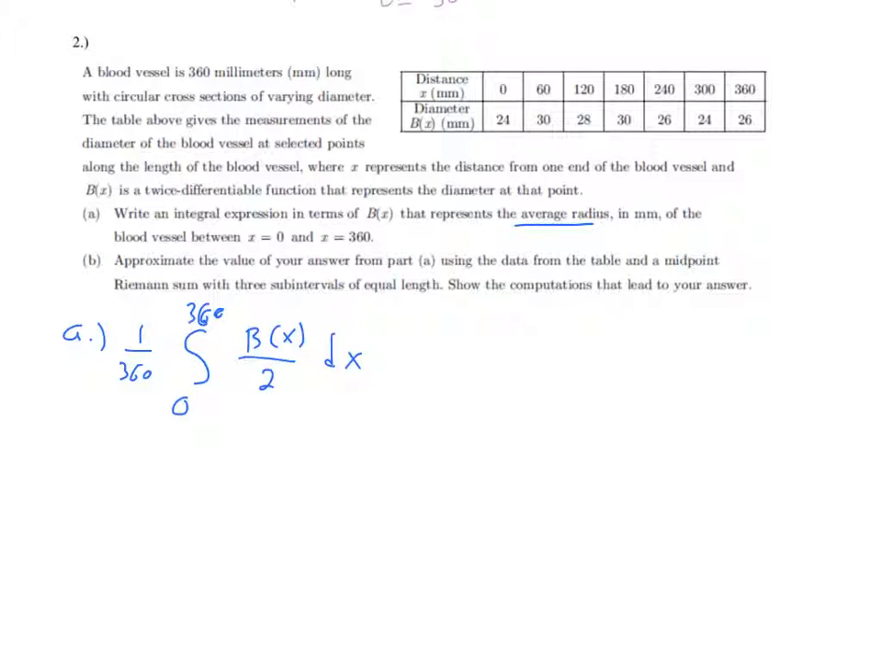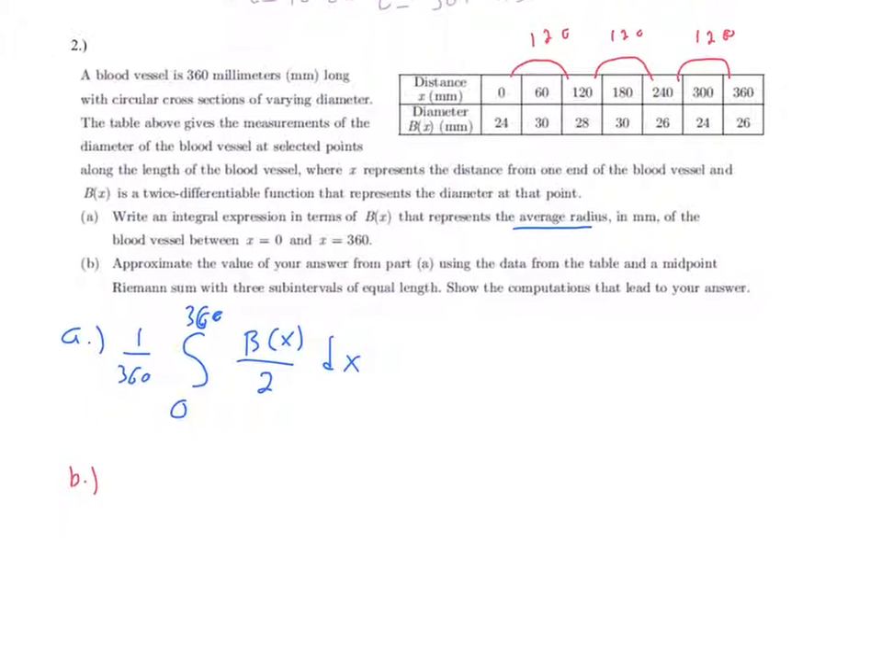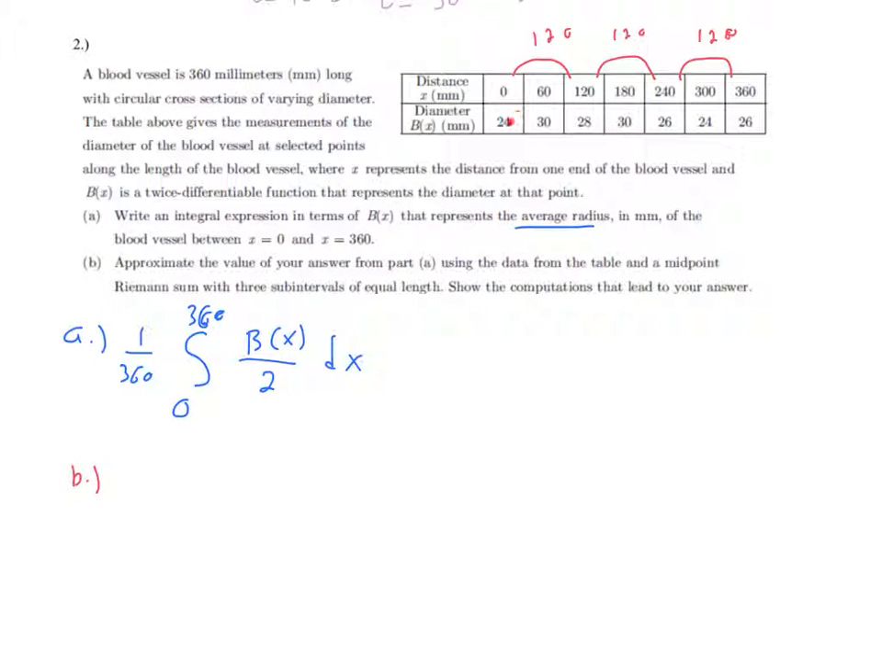We're now going to evaluate this using a midpoint Riemann sum, using 3 subdivisions. So from 0 to 120, 120 to 240, 240 to 360. Each one of these is 120 millimeters wide. And if we want to do the midpoint, we're not going to do the left, not going to do the right, but we're going to do the value that's in the middle.